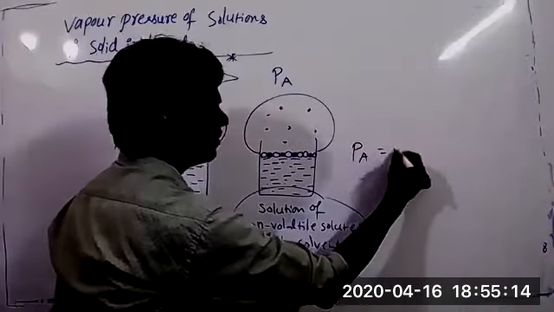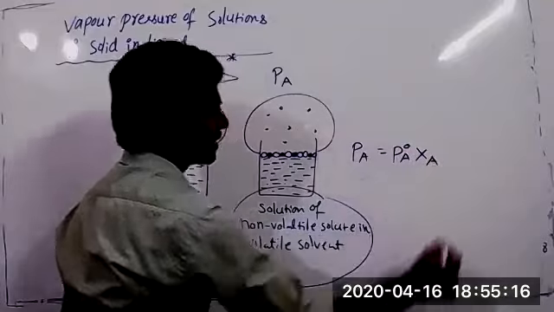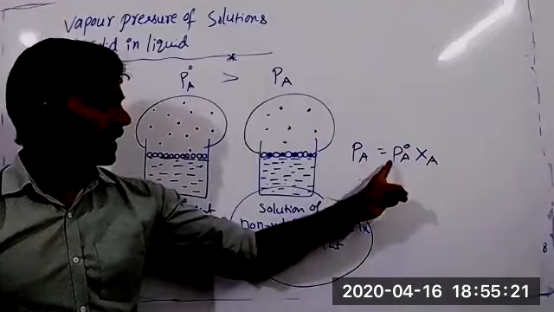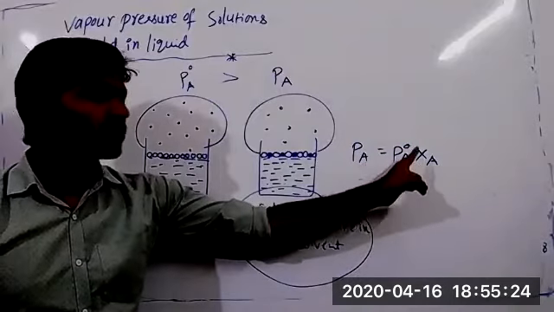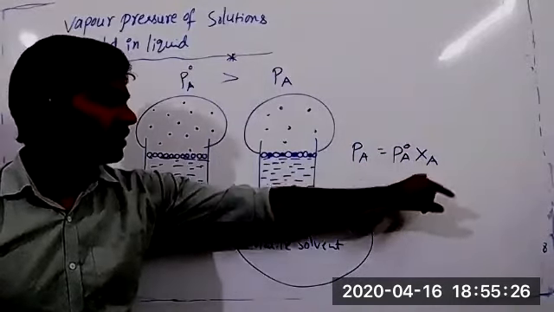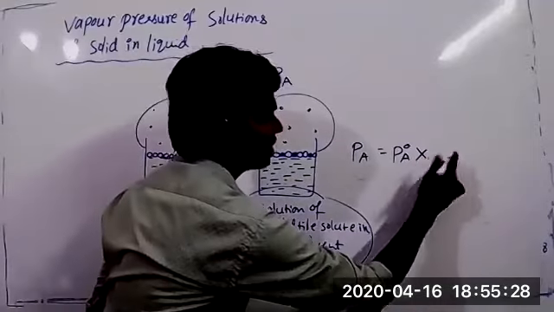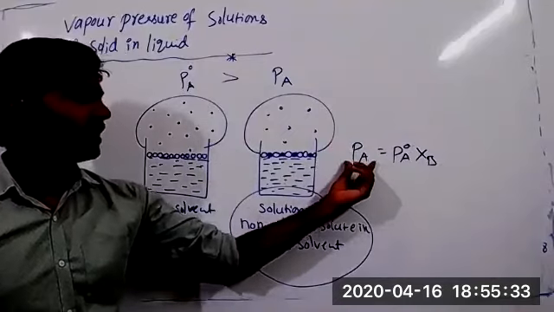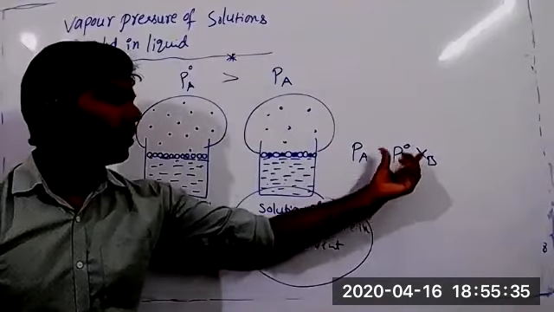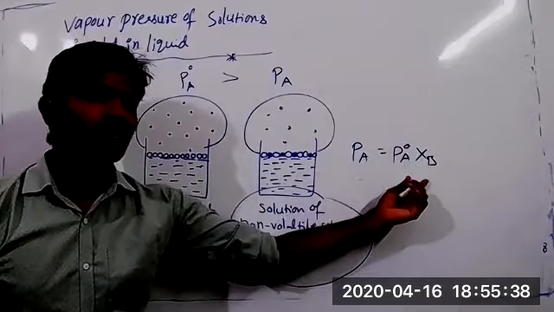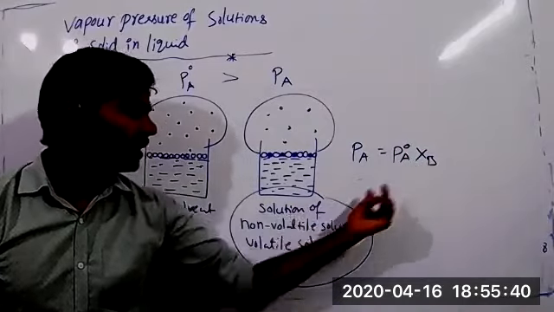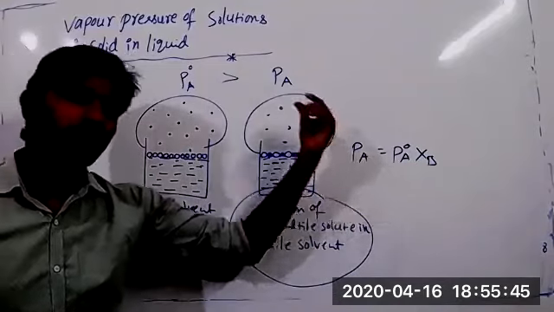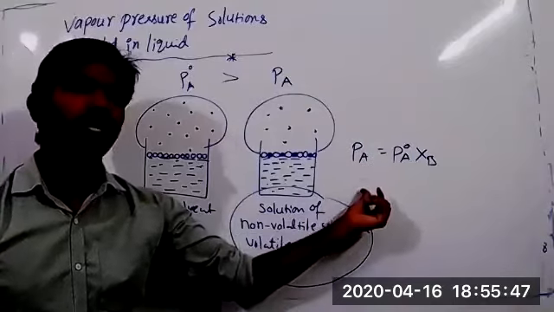PA is equal to PA power 0 into XB. Partial pressure of a solvent is directly proportional to the mole fraction of the solvent present in the solution. If the mole fraction of a component, meaning non-volatile solute, is present in higher quantity, the partial pressure of the solution decreases.